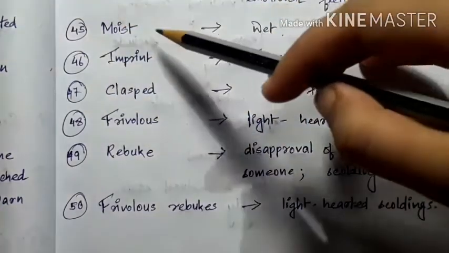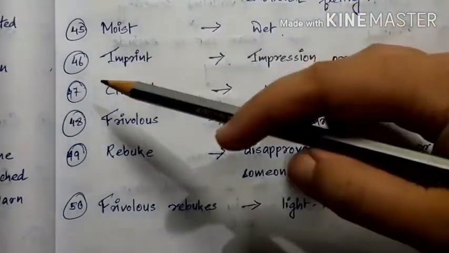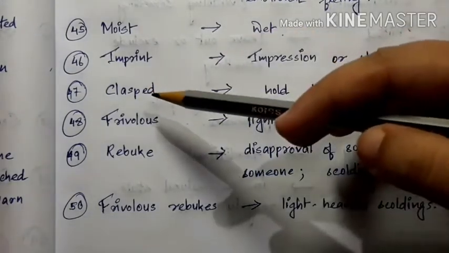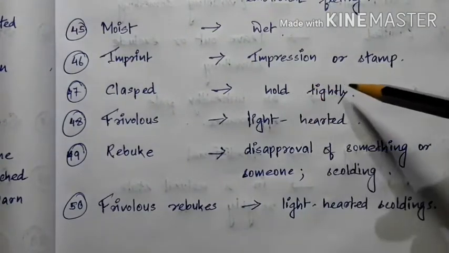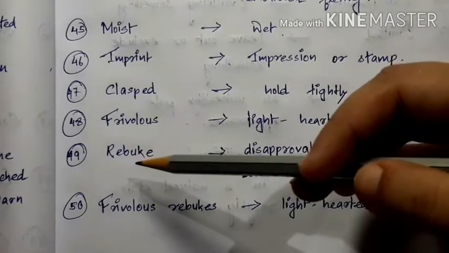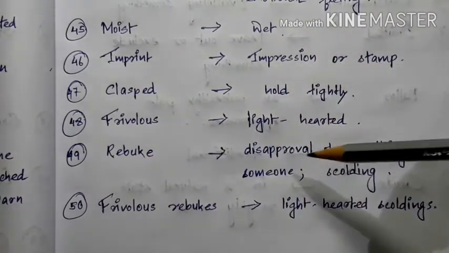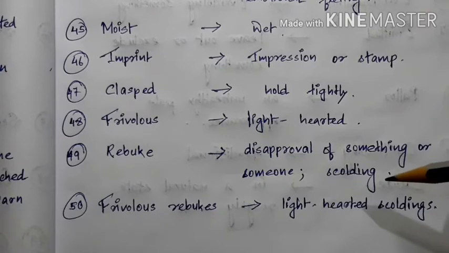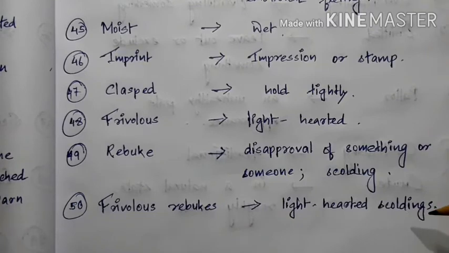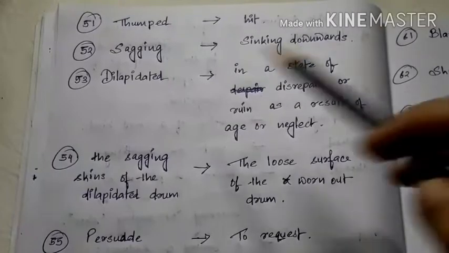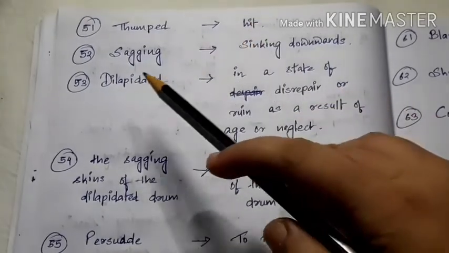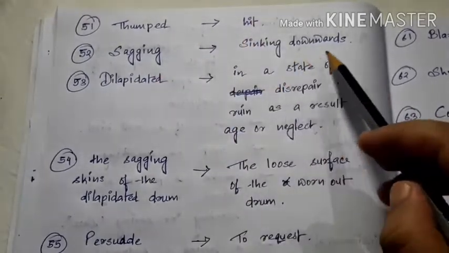Number 45, moist, meaning wet. Number 46, imprint, meaning impression or stamp. Number 47, clasped, meaning hold tightly. Number 48, frivolous, meaning light-hearted. Number 49, rebuke, meaning disapproval of something or someone, or scolding. Number 50, frivolous rebukes, meaning light-hearted scoldings. Number 51, thumped, meaning hit. Number 52, sagging, meaning sinking downwards.